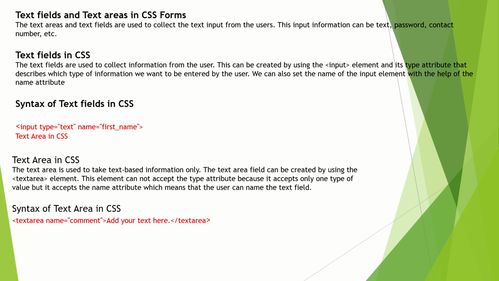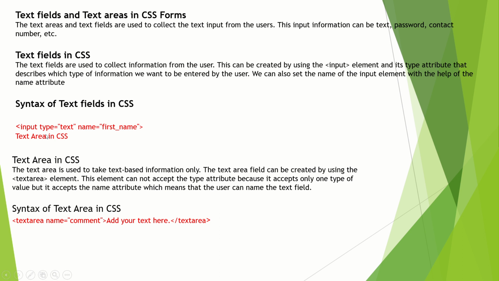Text field in CSS is used to collect information from the user. It is created by using the input element, and its type attribute describes which type of information is to be entered by the user. This is the input type. We can also set the name for the input with the help of the name attribute. For this input element, the name can be given.